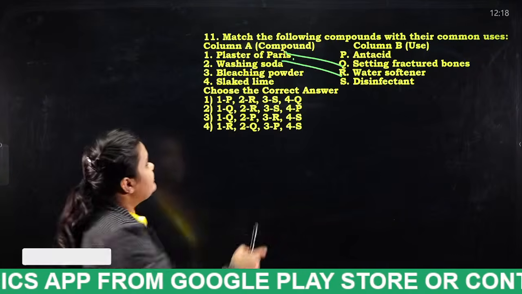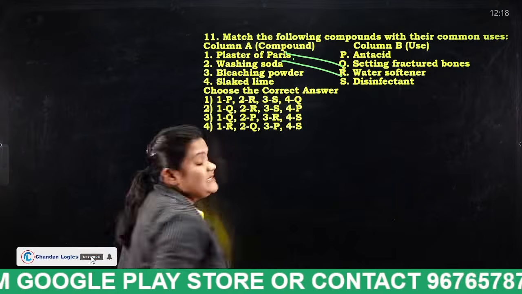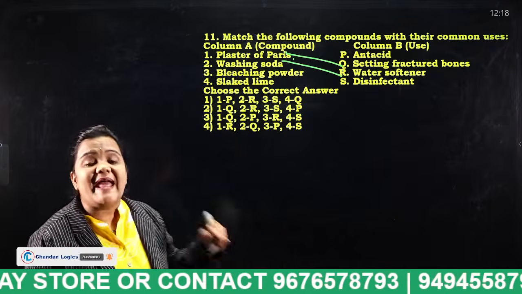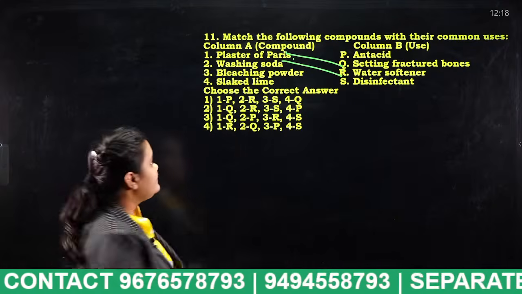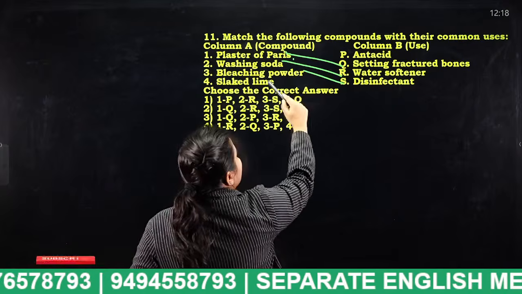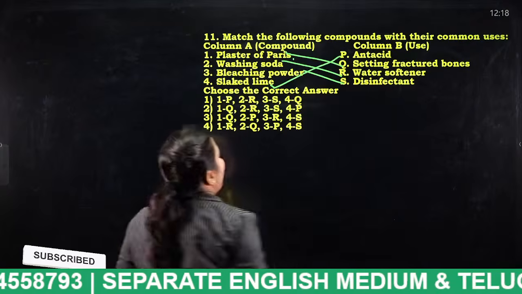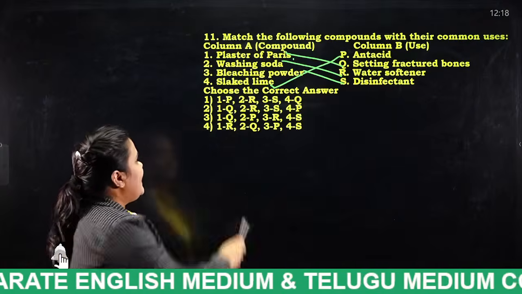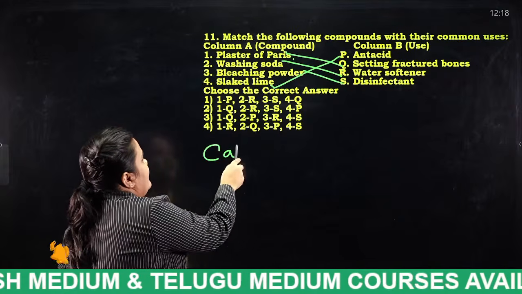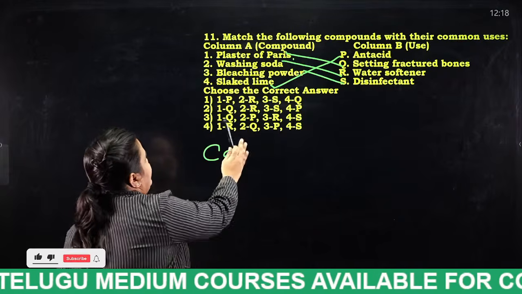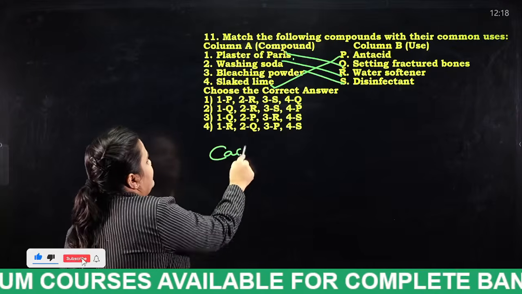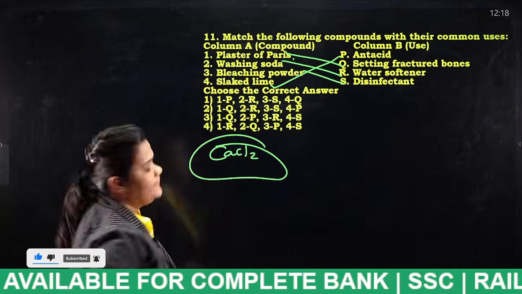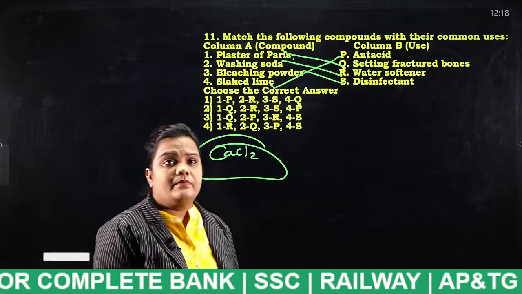Okay, and next, bleaching powder. This bleaching powder is added to water. Why? Because it acts as a disinfectant. And next, slaked lime. This slaked lime acts as an antacid. Okay, slaked lime is nothing but what? CaCl2. Okay. Next.